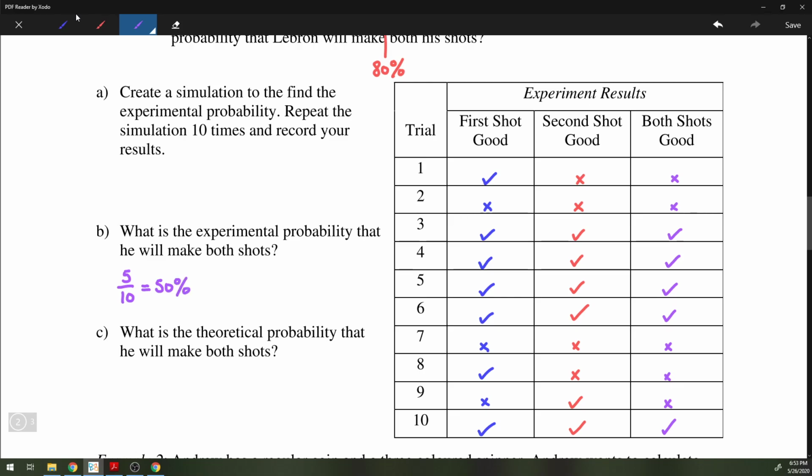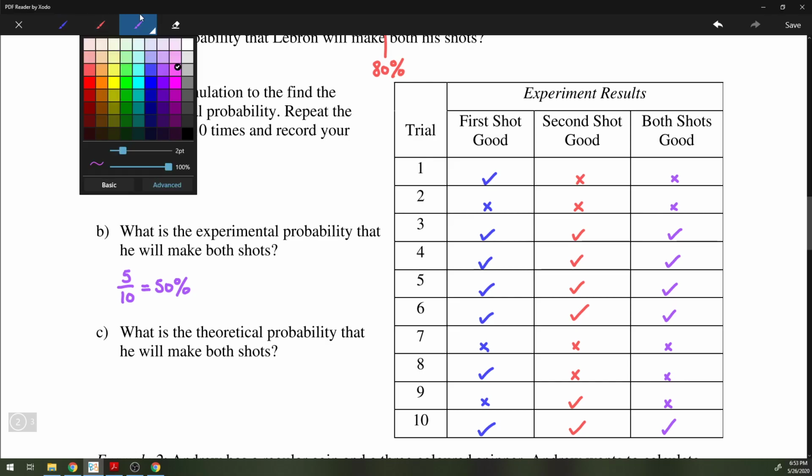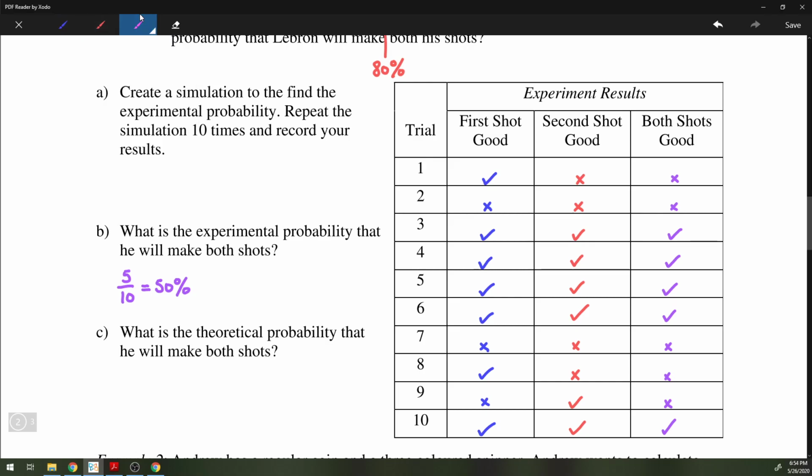Okay, what is the theoretical probability that he will make both shots? Now we're going to make the not good assumption, but it will be good enough for now, that the foul shot percentages are independent of each other. They really are most likely not. But we do have 75% for the first shot, and then the second shot is 80%. And so we're going to multiply those together, and that will give us 0.6, which is 60%.